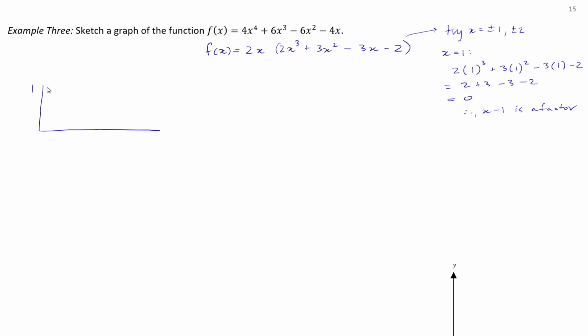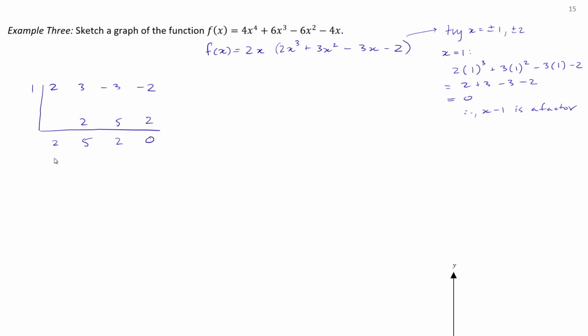So I write 2, 3, negative 3, negative 2. So I bring the 2 down. 1 times 2 is 2. I add that together. I get 5. 1 times 5 is 5. I add these together. I get 2. 1 times 2 is 2. And I add these together and I get 0, which is what I expected. I expected a remainder of 0 because x minus 1 is a factor of this cubic.